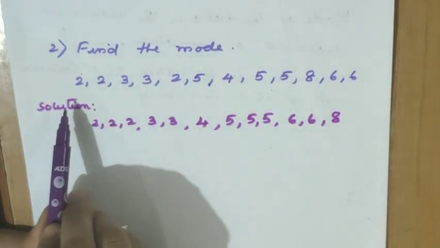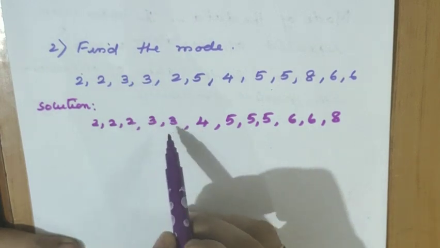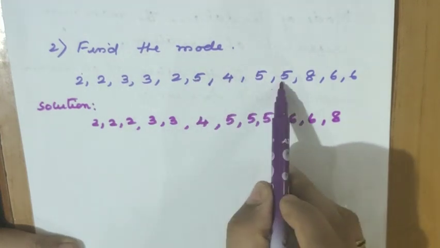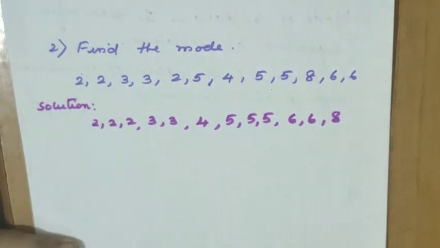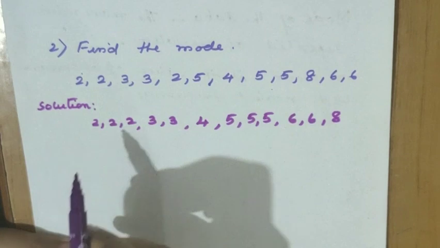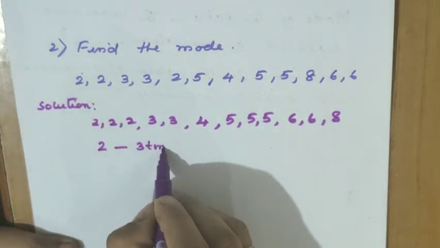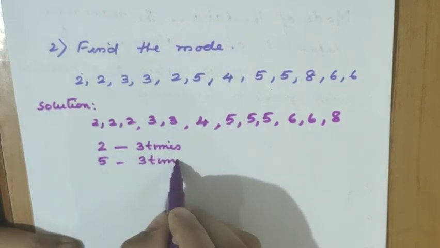Just to cross check that. 2 is repeated 3 times. 3 twice only. 4 one time. 5 three times in total. 6 twice, and 8 is there. So we arranged the group. Then now it is easy for us. Now check which observation is repeated the maximum number of times. If you check, 2 is repeated 3 times. Again 5 is also repeated 3 times.